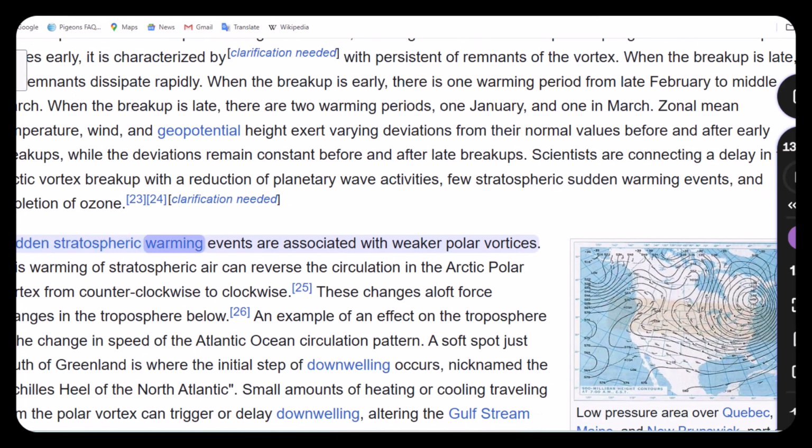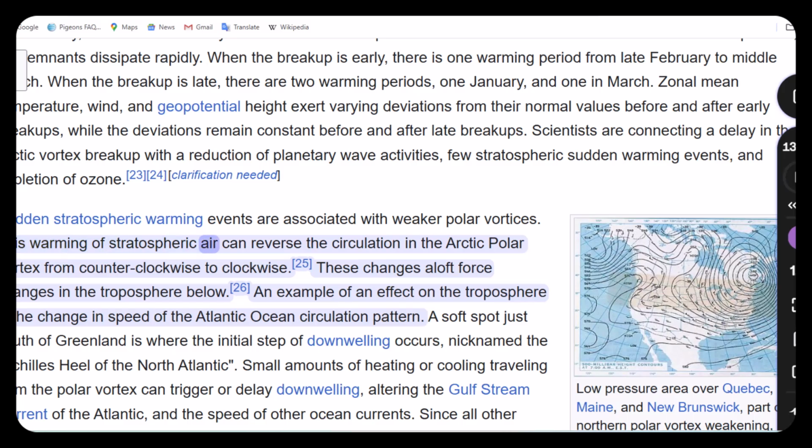Sudden stratospheric warming events are associated with weaker polar vortices. This warming of stratospheric air can reverse the circulation in the Arctic polar vortex from counterclockwise to clockwise. These changes allow forced changes in the troposphere below. An example of an effect on the troposphere is the change in speed of the Atlantic Ocean circulation pattern.